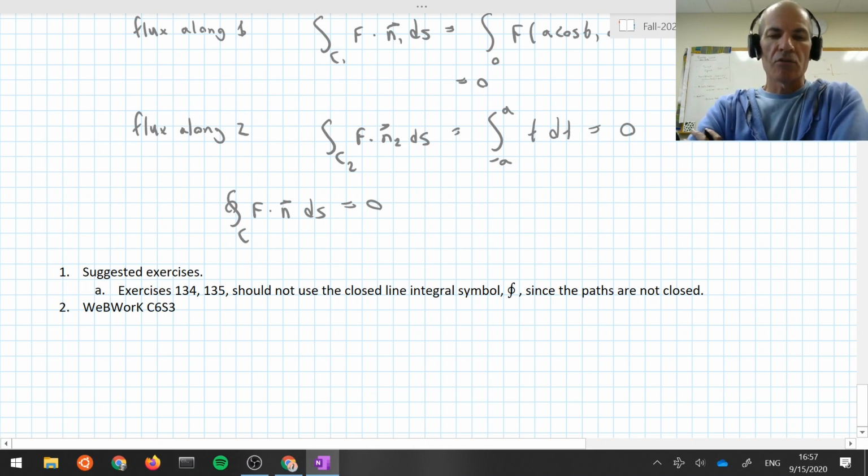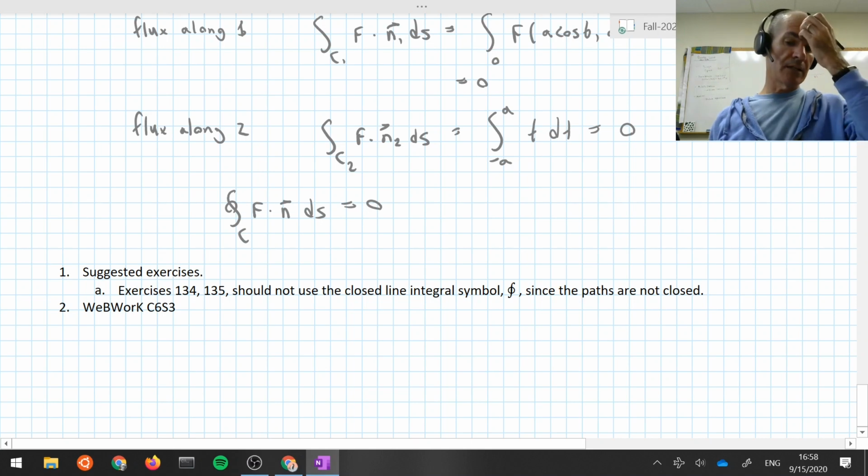Try a bunch of exercises, sort of try to absorb this notion about conservative vector fields, and when you're ready, go ahead and tackle Chapter 6, Section 3 on web work.